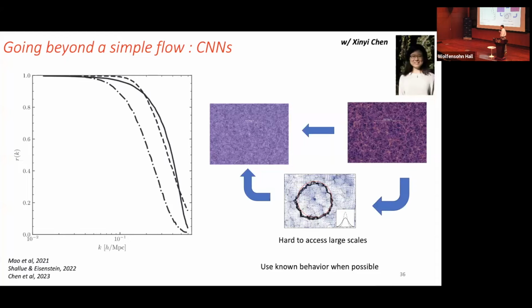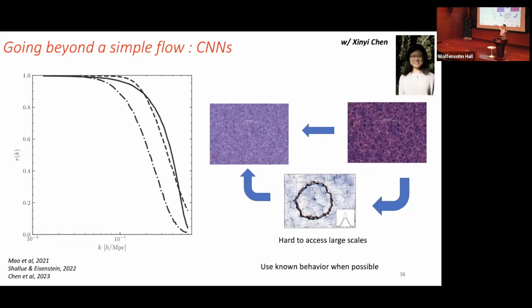People have tried this, and the answer is it works, but it doesn't work as well as you might have naively guessed. There's a simple reason why it doesn't work particularly well: a lot of this motion from going from the initial conditions to the final conditions, or if you want to run backwards, has two flavors of motion. There's a large scale flow that has to move things back into place. To get that large scale flow right, you need to actually see the entire box and see everything out here.